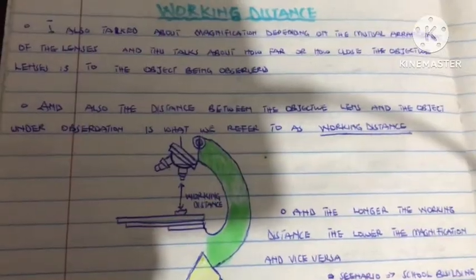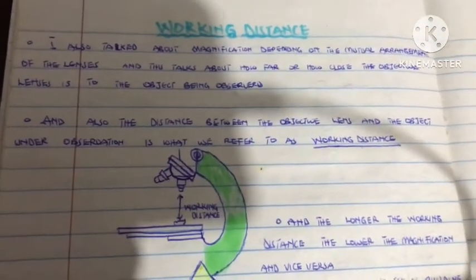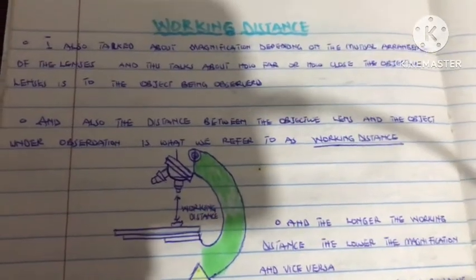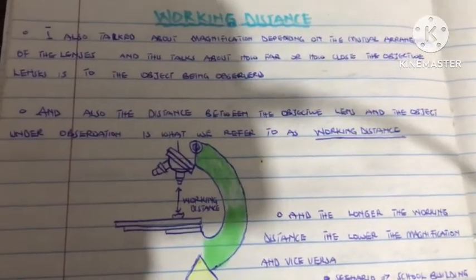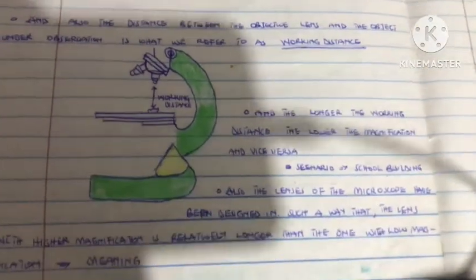So working distance and magnification is what? Inversely what? Proportional, you understand. The longer the working distance, the lower the magnification. The shorter the working distance, the higher what? The magnification, you understand. So that's it.